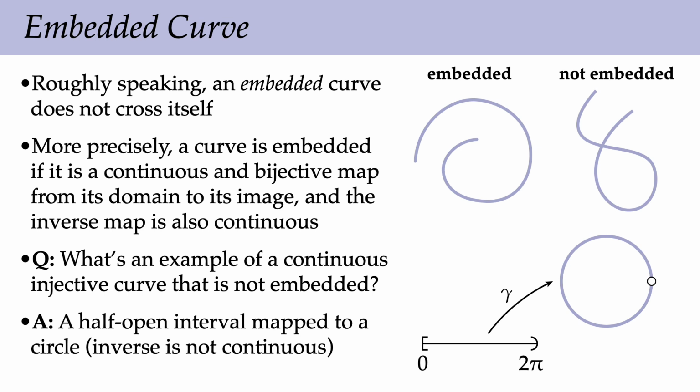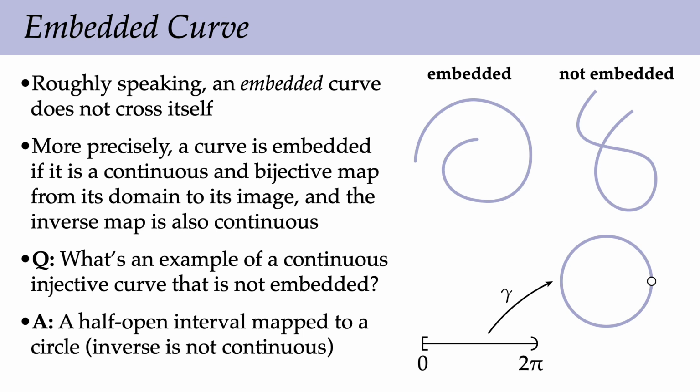The problem is the inverse of this map is not continuous. If I try to take this nice closed circle and map it back to the interval, I have to break it open at a point. I have this sudden jump in the map from the circle to the interval as I pass around that white point on the right. Okay?